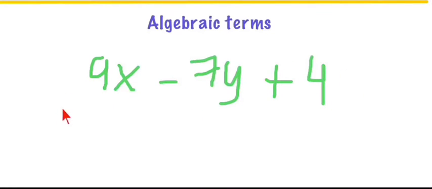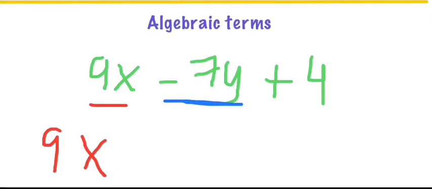If I ask you to mark the algebraic terms, you have to find the algebraic terms and write them. So what would you write? If I ask you, you would write 9x. Okay, 9x. You could write minus 7y, minus 7y. Make sure that you keep commas.